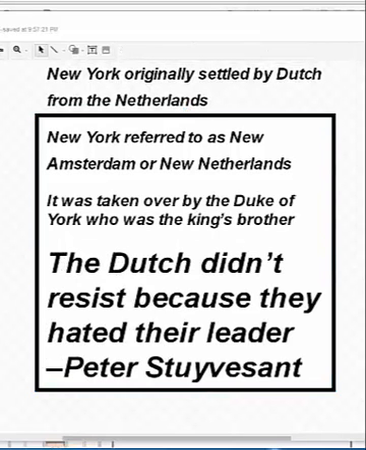The Dutch, who were from the Netherlands and named their colony New Amsterdam or New Netherlands, did not resist when the king's brother, the Duke of York, came to take it over because they were so upset with their leader, Peter Stuyvesant. So the Dutch didn't resist because they hated their leader. We talked about this in our warm-up: he just had a horrible temperament and a horrible personality, and people just did not like dealing with him.